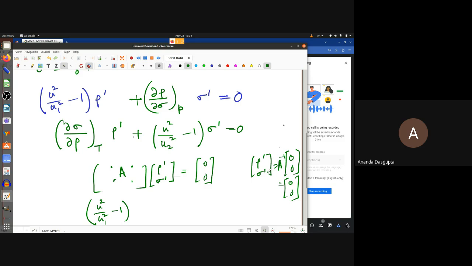But that, of course, is not the solution we are looking for, because after all, if it doesn't oscillate at all, then that's not a wave we are looking for, right? Rho prime equal to 0, sigma prime equal to 0 would tell you that the wave has 0 amplitude. The density wave and the entropy wave have no amplitude whatsoever.